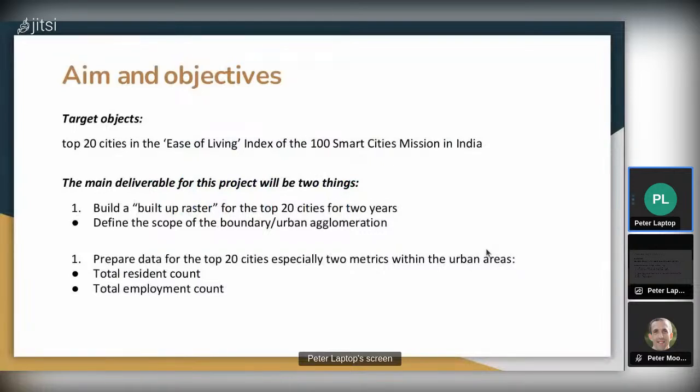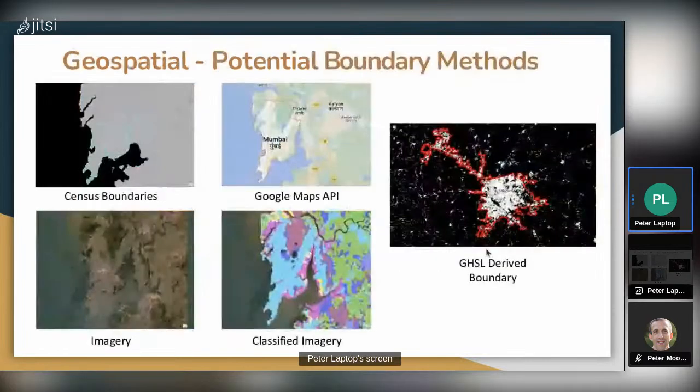And then to test the industrialization, we started to think in a bigger way. And the work that we did was with India. They have an index called Ease of Living in the 100 Smart Cities program that they have there. The idea was to build up a raster data set for 20 years using the GHSL layer, and then prepare resident count and the employment count for these cities using census data. So the two outputs are building up the rasters and then the resident and the employment count.